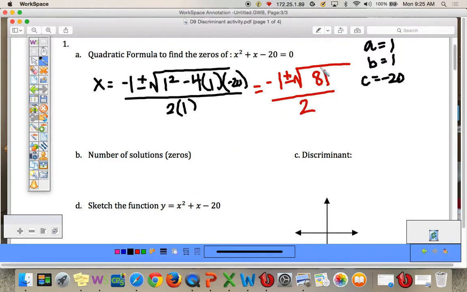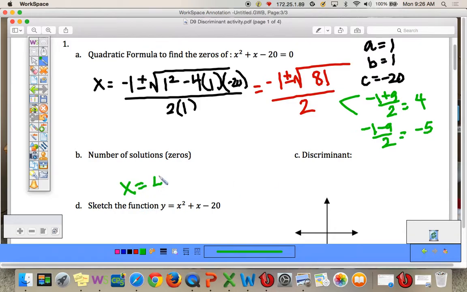Here's the discriminant. It's 81. Let's get our 2 different answers. So here they are, negative 1 plus 9 over 2 and negative 1 minus 9 over 2. So we have 8 over 2, which is 4. We have negative 10 over 2, which is negative 5. So here there's 2 zeros: x equals 4 and x equals negative 5. So there's 2 zeros, and the discriminant is 81.